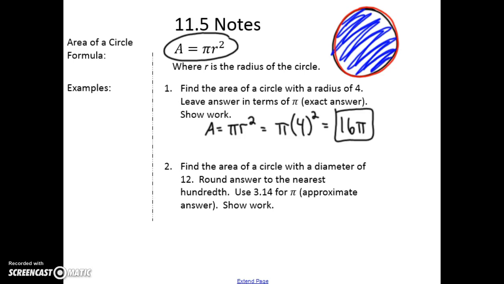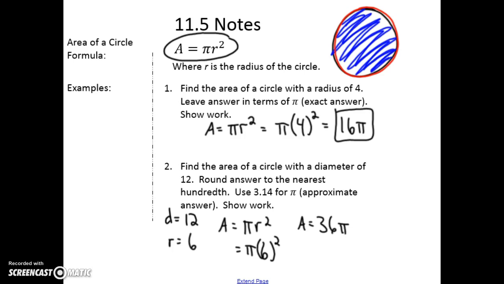And then on number 2, it says find the area of a circle with a diameter of 12. So be careful, because if the diameter is 12, then I divide that by 2 to get the radius. That means the radius is 6. And so then I can find the area, which is pi r squared, which is pi times 6 squared. And be careful that you square 6 and don't multiply it times 2, which is a pretty common mistake. And so that means that the area is 36 pi.